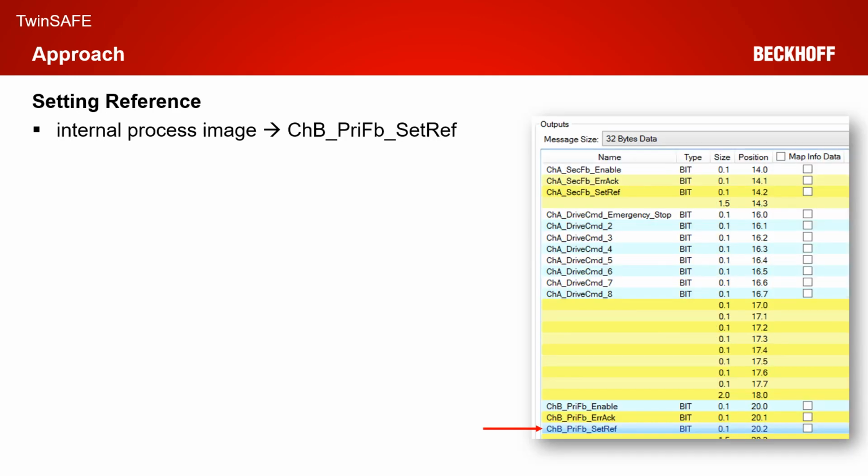After the bit is received on the AX8000 side, we combine it with a standard acknowledgement signal, so we can acknowledge the reference position. And last but not least, this information from the EL6910 reference command and the acknowledgement is combined and sent to the internal process image, to the bit channel B primary feedback set reference on the AX8000 internal process image.